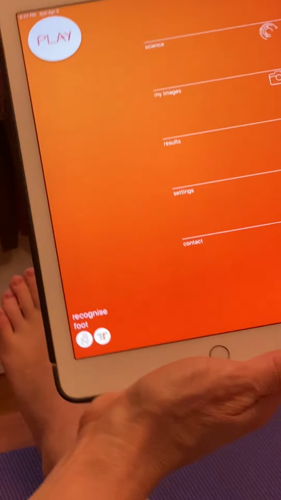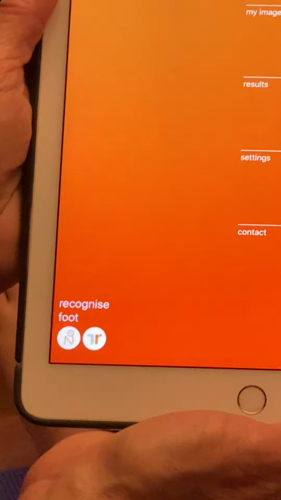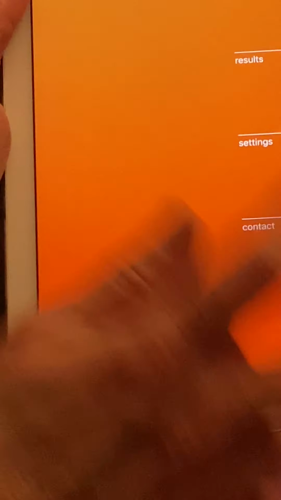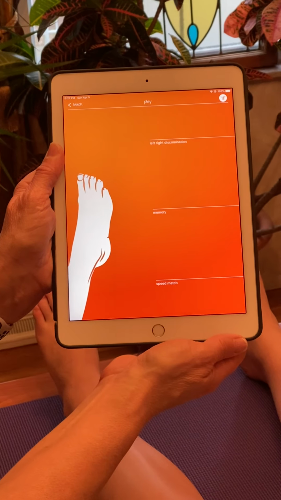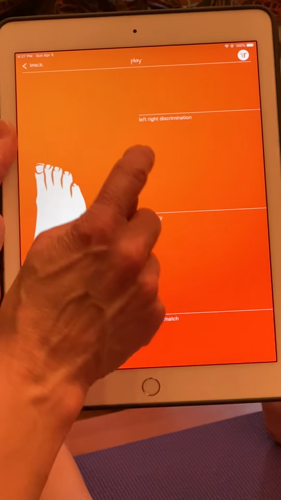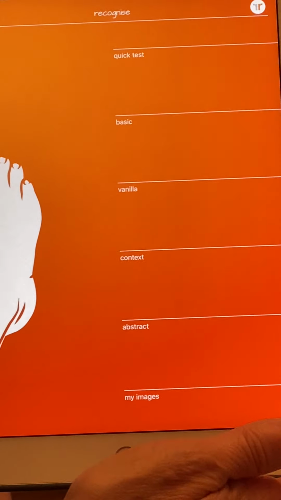The app then opens up and looks like this. We are going to say that we're going to play. And what we want to play is left-right discrimination, which is right up there.